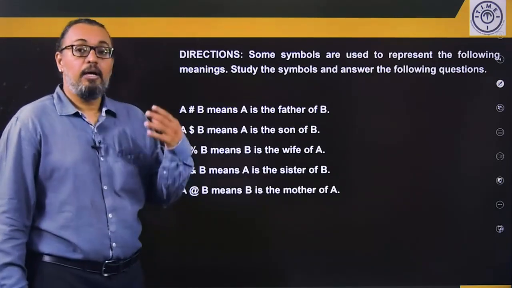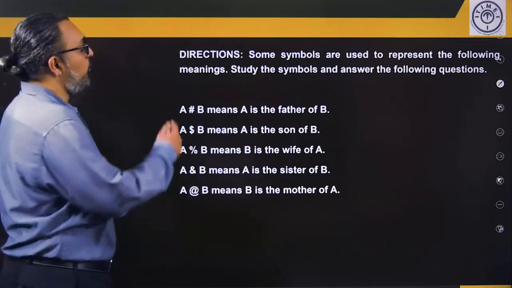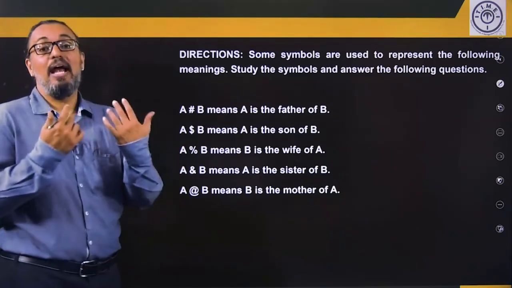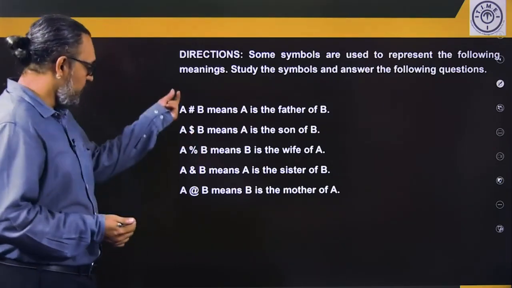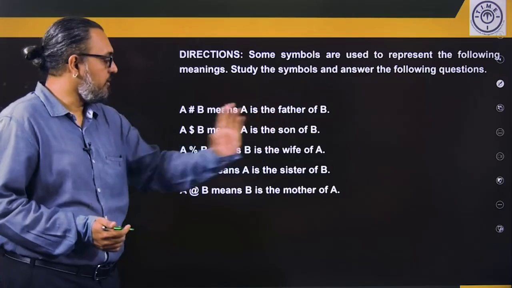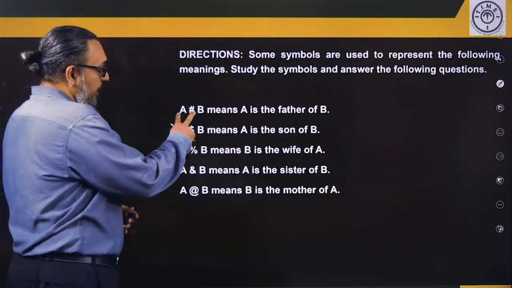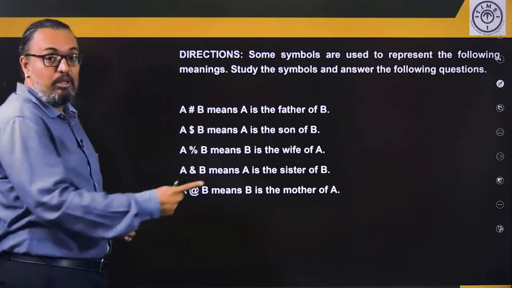Right. Then coming to another, he says some symbols are used to represent the following meanings. Study the symbols and answer the following questions. So, symbols and notations are incorporated in blood relations like this. So, some symbols are given and what are their meanings is given. Now, here we need to be very careful that he has given A symbol B. Everywhere you have A symbol B, correct?